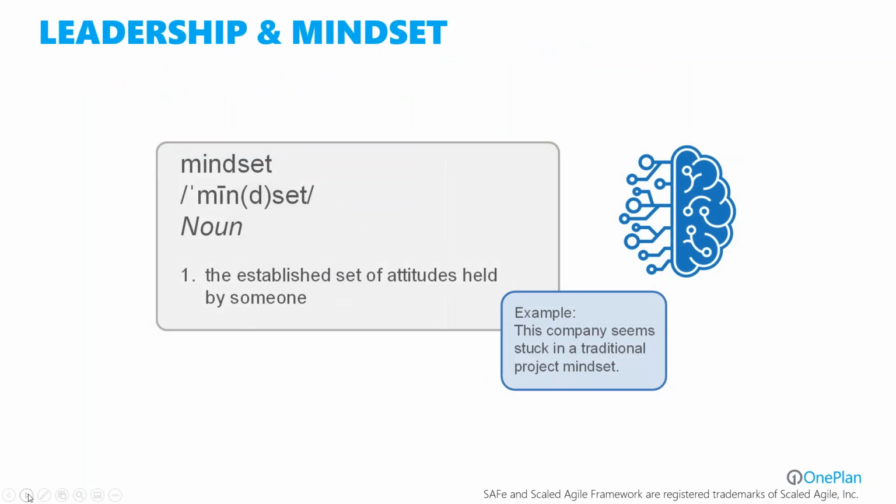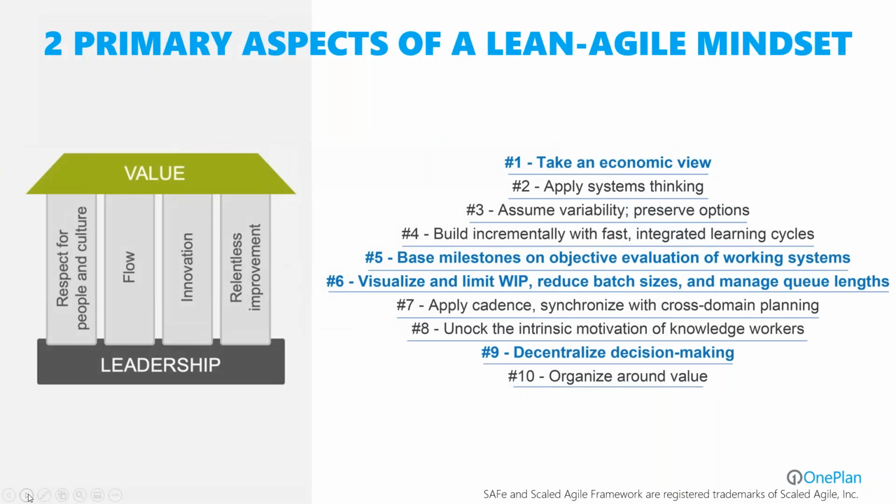Leadership and mindset. What is mindset? A set of attitudes held by someone. This is going to be critical in the path to business agility. There's again a list of different things that make up the mindset, the culture of lean portfolio management and SAFe. I think you can transfer or translate some of this into your business agility plans.